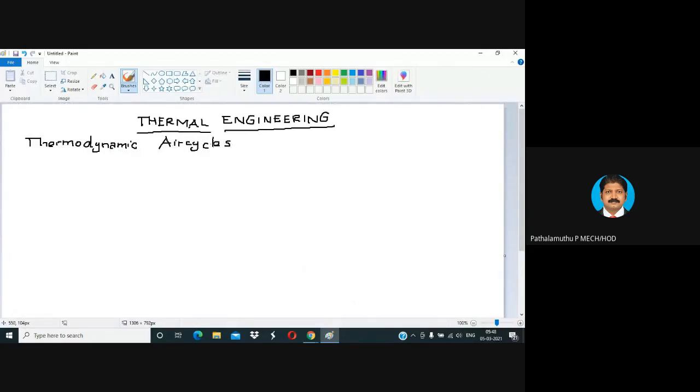A thermodynamic cycle is a cyclic process, consists of a series of thermodynamic operations which takes place in a certain order, and the initial conditions are restored at the end of the process.